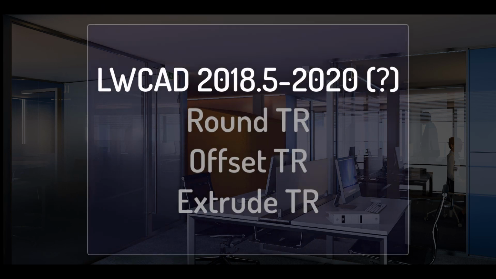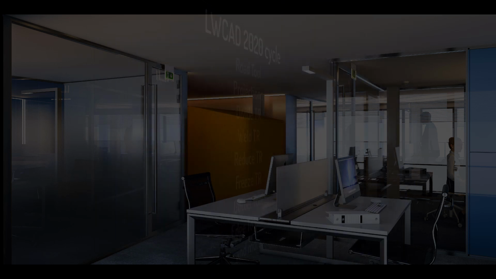In the final chapter, I want to discuss what you can expect in the next version. Please be aware that this is just a preliminary list of tools. Some, if not ready on time, will be moved into the next version. So next version 2018.5, it's a free update and there will be Round TR, Offset TR and Extrude TR. These are critical tools and these tools must be done to absolute perfection.